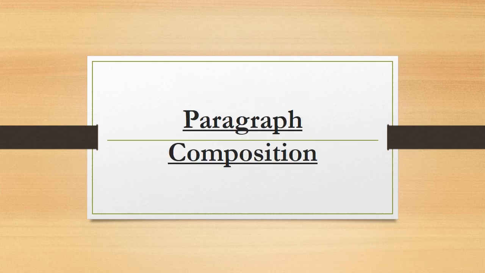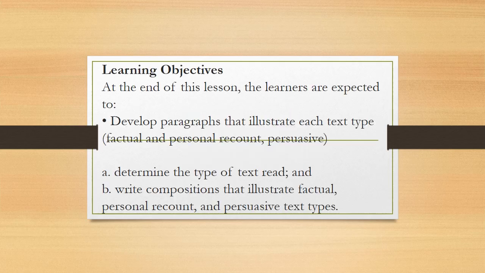In this week, we will be discussing paragraph composition. But before that, let me introduce to you our learning objectives for this lesson. At the end of this lesson, the learners are expected to develop paragraphs that illustrate each text type: factual and personal recount, persuasive. So you will also determine the type of text read and write compositions that illustrate factual, personal recount, and persuasive text types.